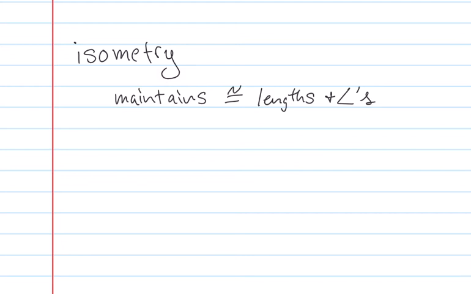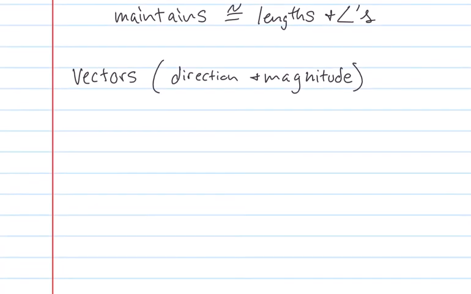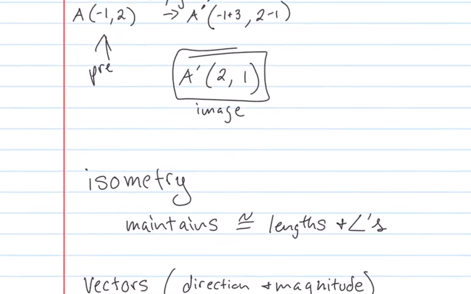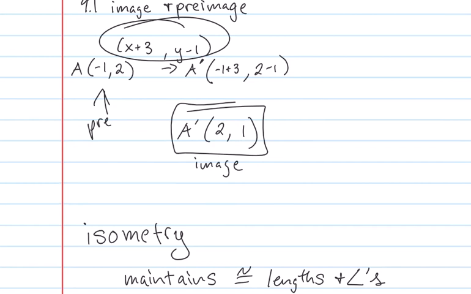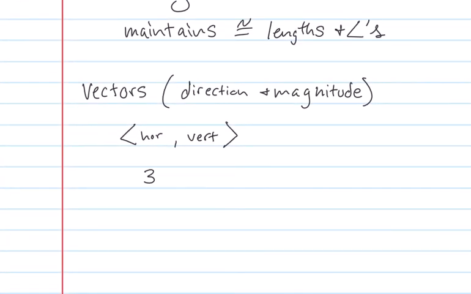And we also begin discussing vectors, which have a direction and magnitude. Alright, so there are two components. There's a horizontal component and a vertical component. And this is very similar to the rule, so if I go back, I'm going to use this rule. However, I will transform it into a vector instead. So 3, comma, negative 1.